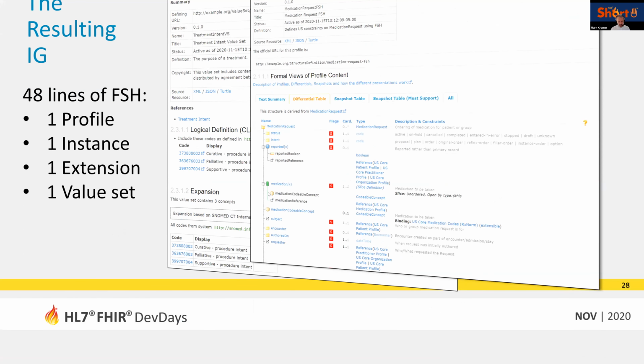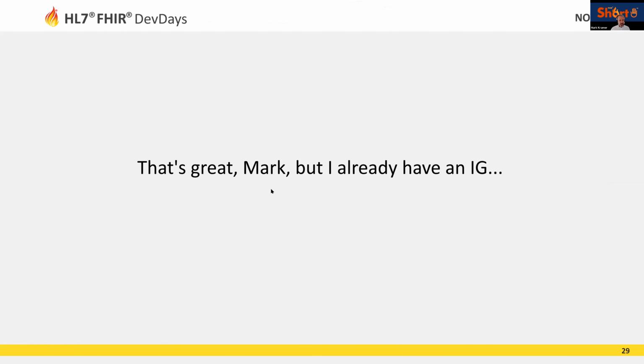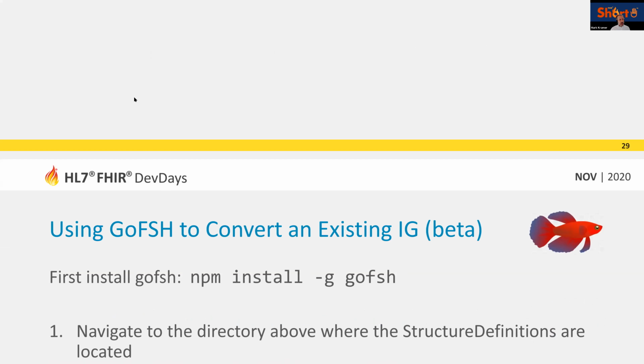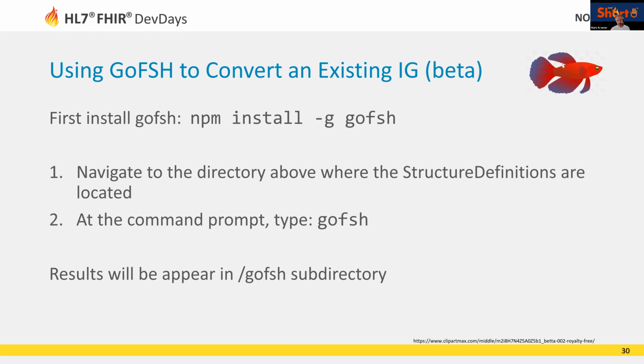And I'm sure you're saying to yourself, that's nice, but I already have an IG. So if you have an IG and you're interested in using FSH, you can use GoFSH. And GoFSH is a beta. Here's your beta fish. At least that's what we call them in the US, beta fishes. So it's a beta fish. It's very simple to install. npm install -g gofsh. It'll install that package. You navigate to the directory that has your existing structure definitions, and you type gofsh. And the results will appear in the gofsh subdirectory.